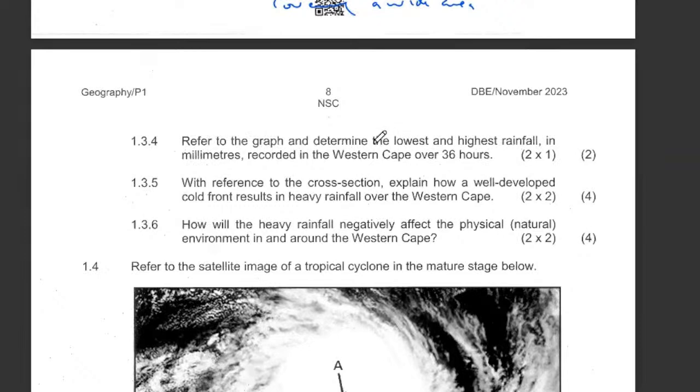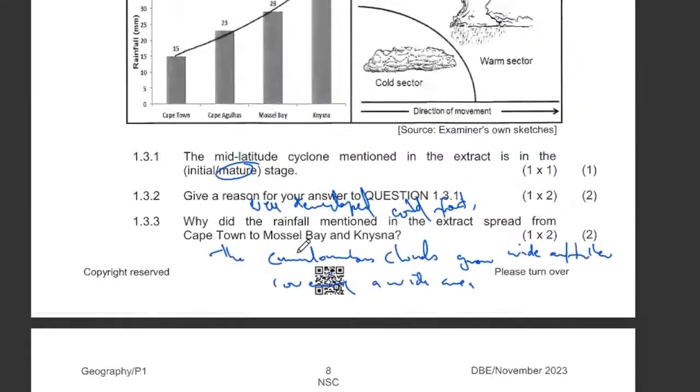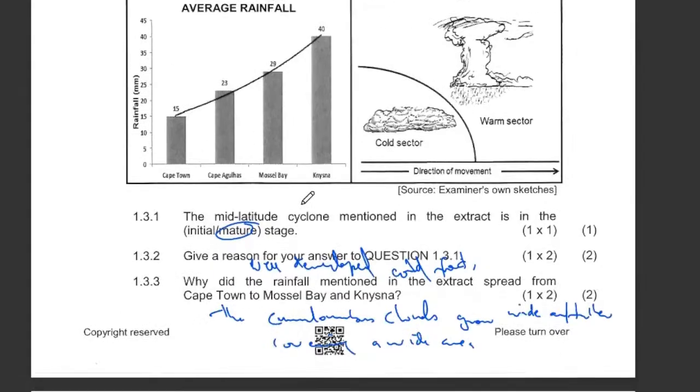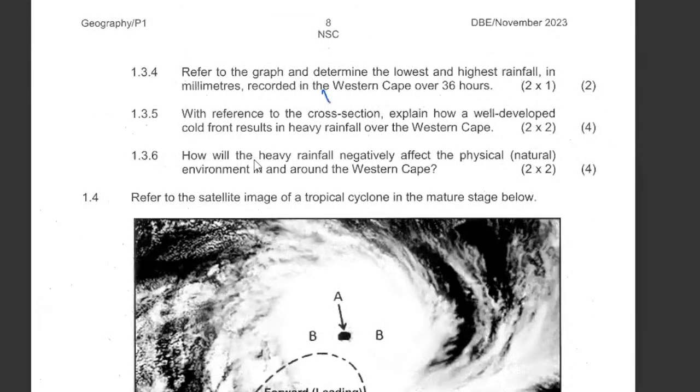You go to the graph and determine the lowest and the highest rainfall in millimeters recorded in the Western Cape over the 36 hours. So the graph is here. It is also indicated in the infographic that into Friday morning, the rainfall increased over 36 hours. So the lowest is 15 and the highest is 40. You can say lowest 15 millimeters. Please don't forget the units. And the highest is 40 millimeters, because units are very important.